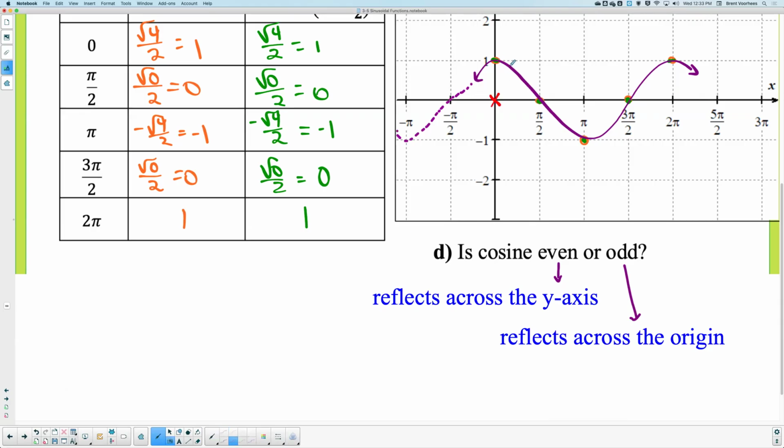Does this point reflect diagonally across the origin? Does this point right there reflect diagonally across the origin? Does this point reflect straight across the y-axis? Yeah, y-axis. Therefore, it's going straight across the y-axis. This is an even function.